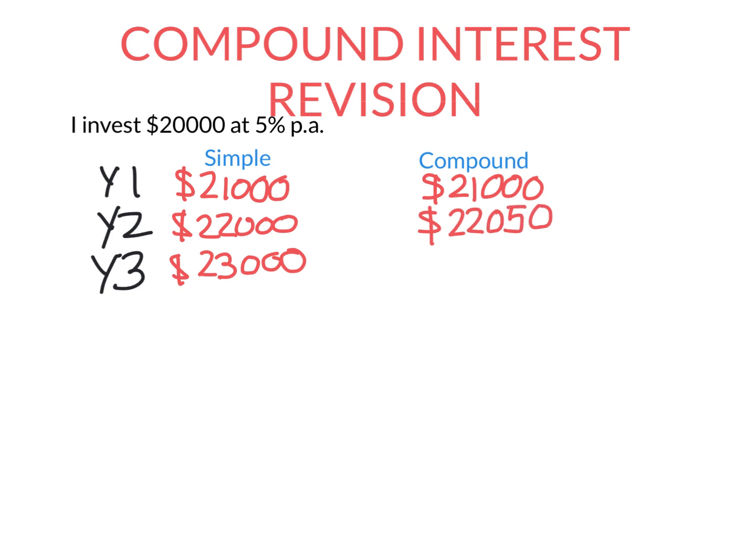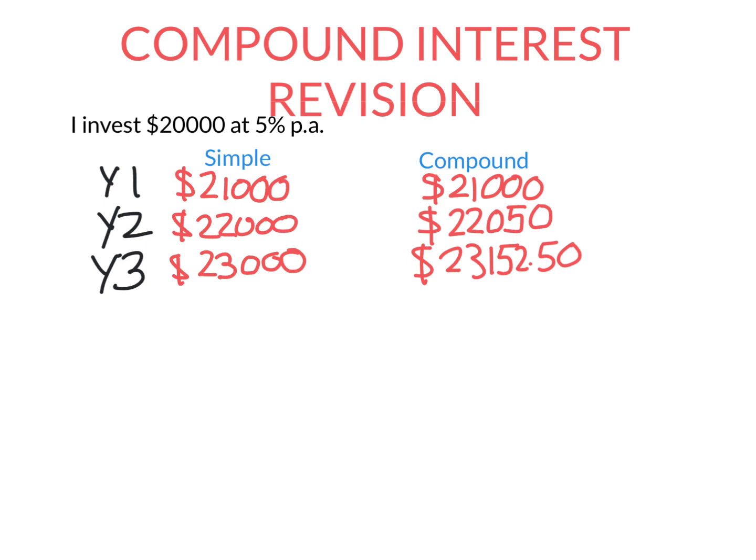22,050. So now at the end of third year, I'd take 22,050 and I would increase that by 5%, which is the same as multiplying by 1.05. So you can put that on your calculator. You get 23,152.50. So we saw that for simple interest, the amount I have goes up by the same amount each time.